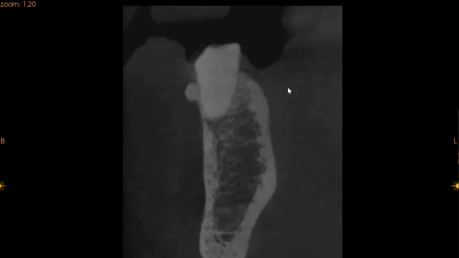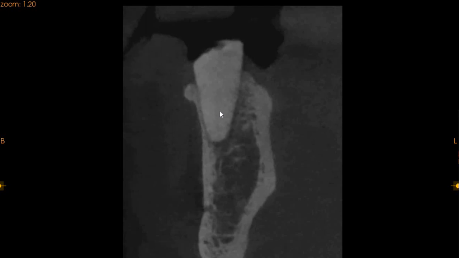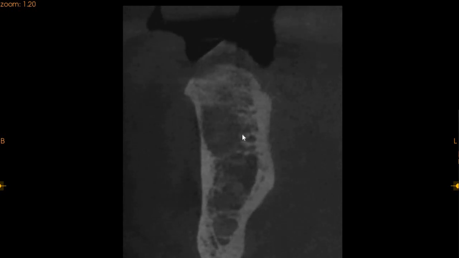Moving to the lower right 5, here also we can see a very sclerotic tooth. At mid root level, we can see signs of a canal morphology opening up in the apex, and this is where the periapical radiolucency can be seen. At the distal aspect of this tooth, the periapical radiolucency is present here as well.